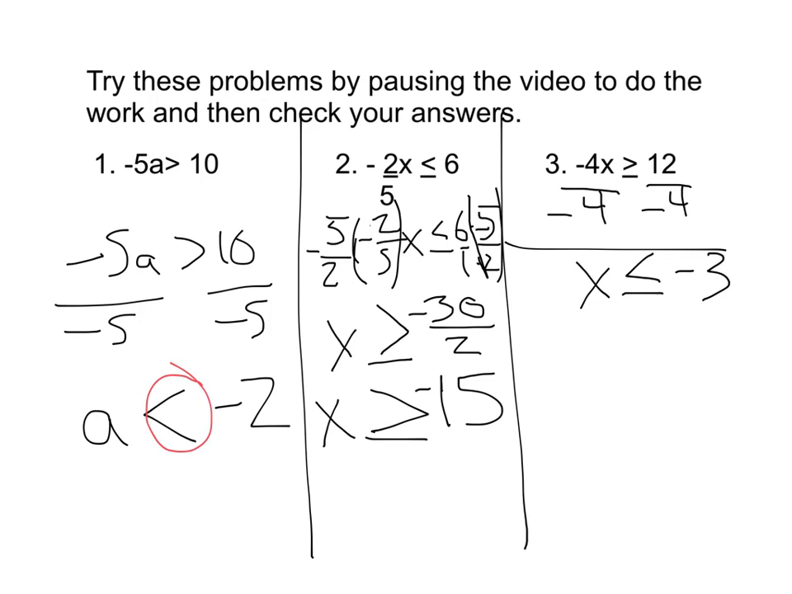And for number 3, because we have negative 4x is greater than or equal to 12, I must divide both sides by negative 4, and I'm left with x is less than or equal to negative 3.